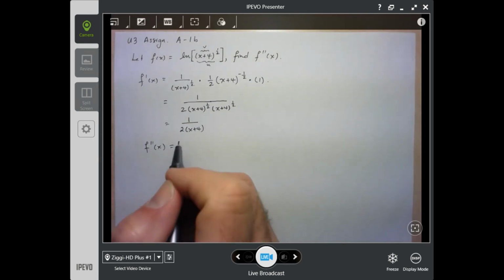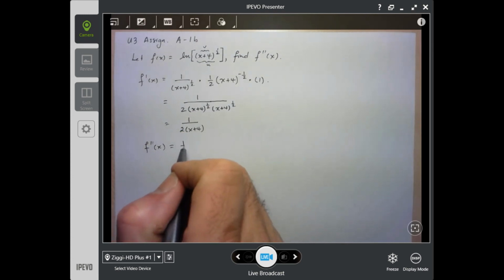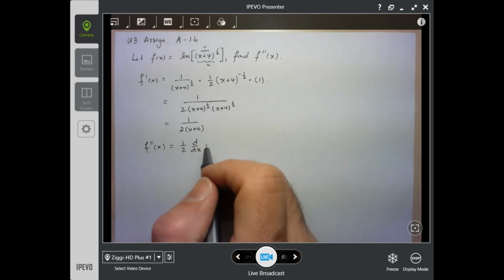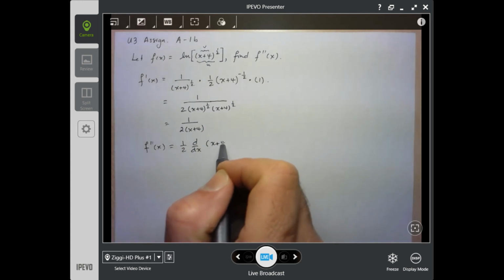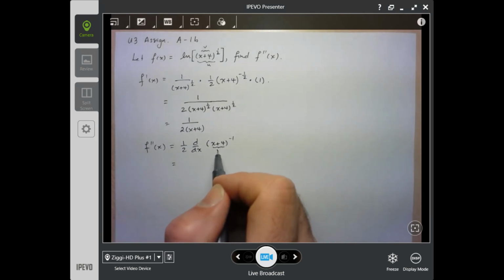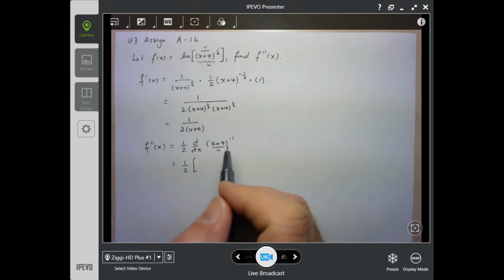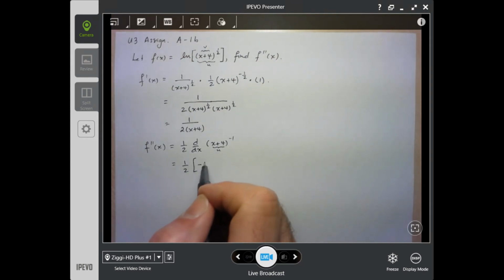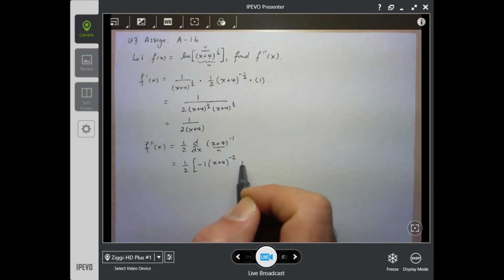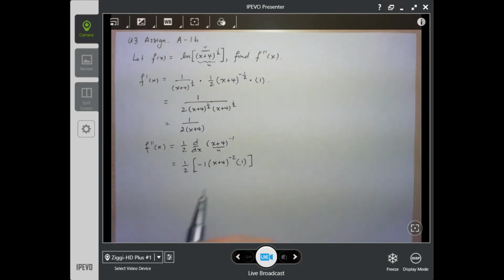Here, this 1/2, I'm just going to treat as a constant. So this is just 1/2 times the derivative of 1 over x plus 4, which I'll rewrite as x plus 4 to the negative 1. And now here again, I see I have to use the chain rule. So there's my u. The derivative of u to the negative 1 is negative 1 times u, x plus 4, to the negative 2. And then times the derivative of x plus 4 again is just equal to 1.